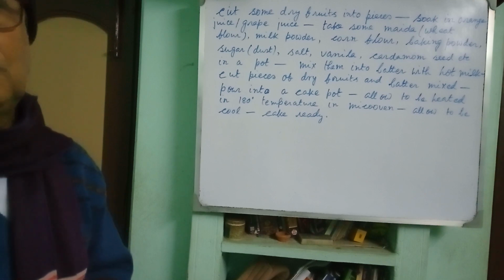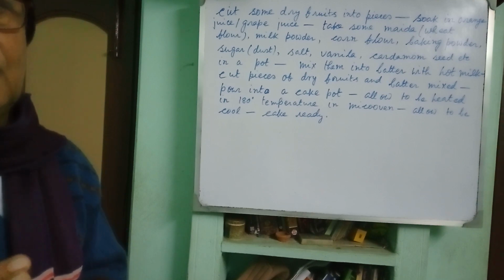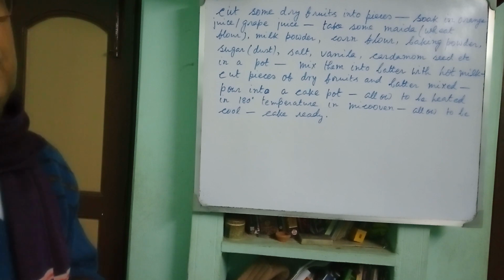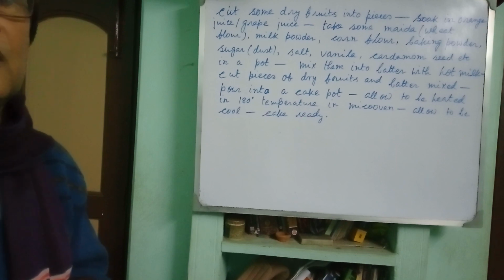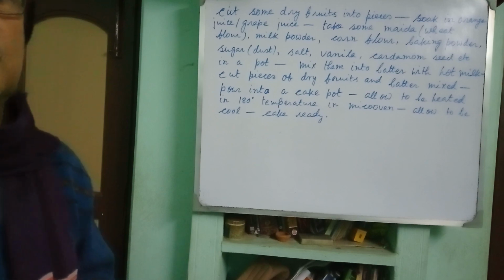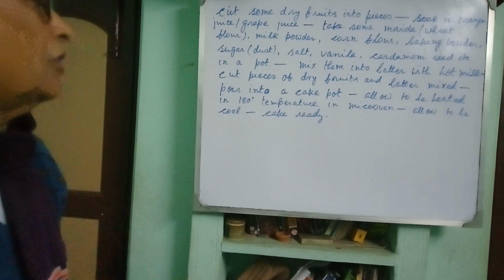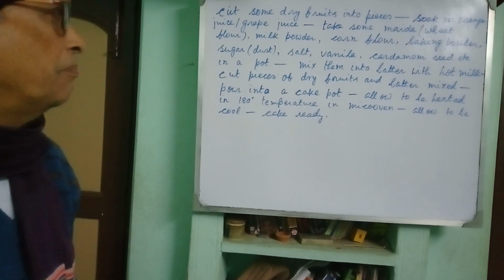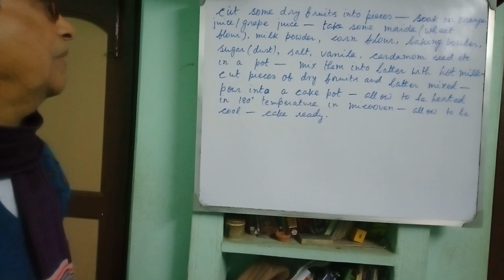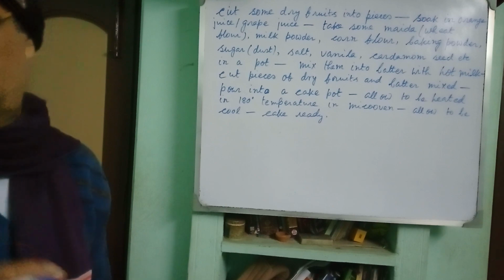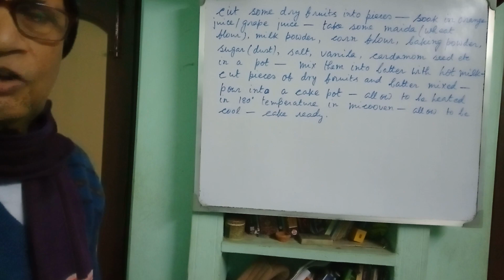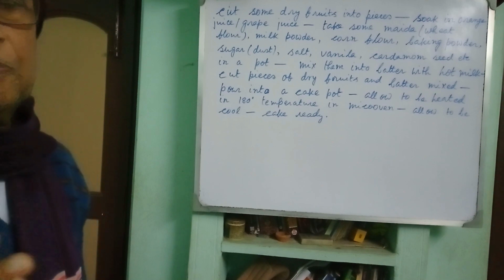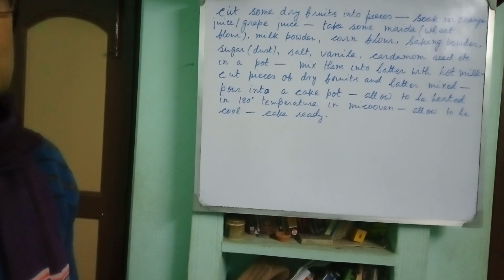First of all, cut some dry fruits into pieces. Dry fruits like apricot, date, kismis, and apples, and many other fruits. And let those cut pieces be soaked in orange juice or grape juice.